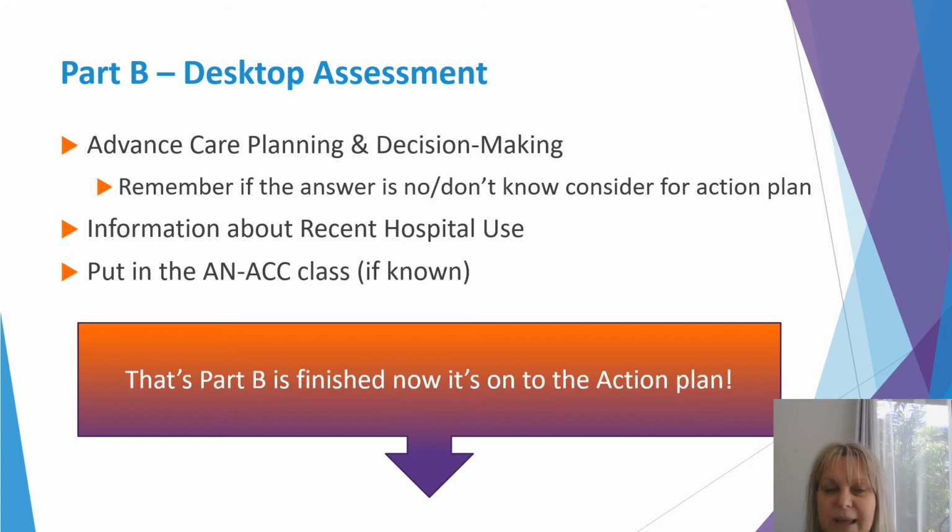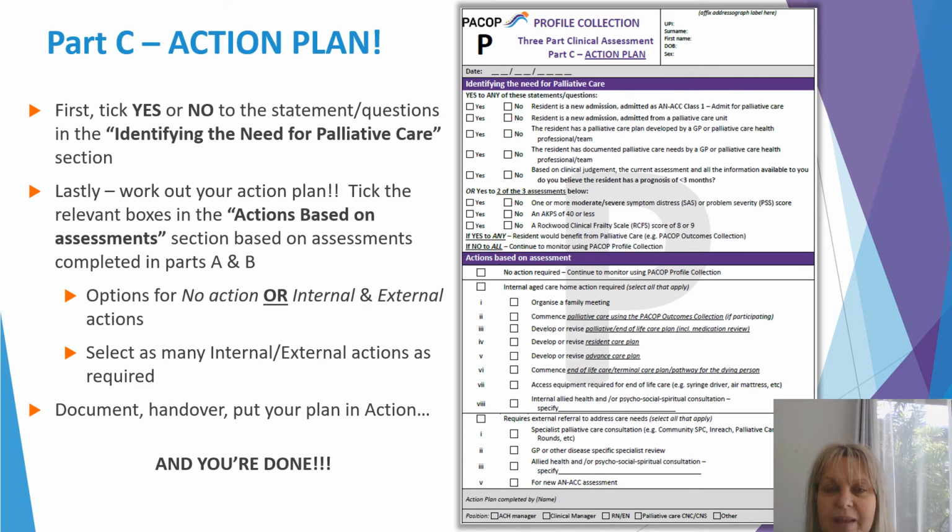Now we're on to the action plan. The action plan is very easy to fill in because it is a series of boxes, either yes or no. That will then guide you as to your actions needed, which is in the bottom half of the form. So first of all, in the top section, identifying the need for palliative care. For each of these statements or questions, tick yes or tick no.